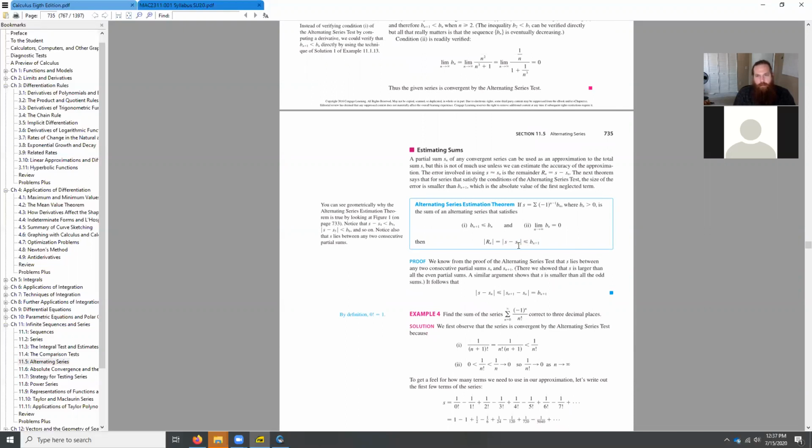And the book is doing this poor thing where they use the same letter, lowercase n, for the partial sum as they use for the index. I don't like that. I'll never do that. But that's the important thing, right?